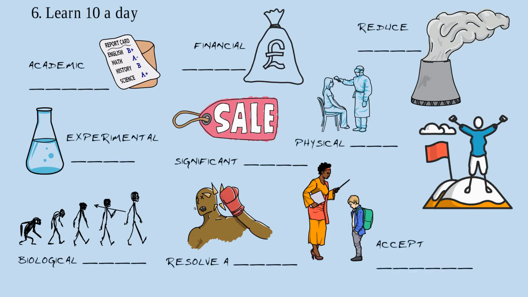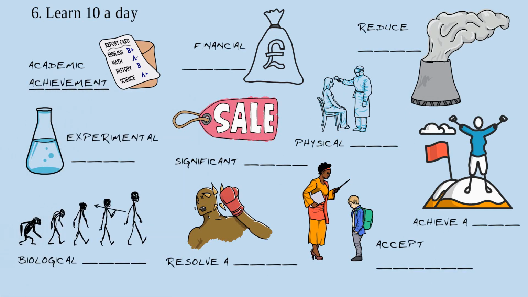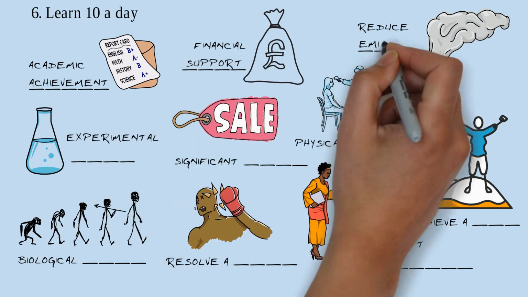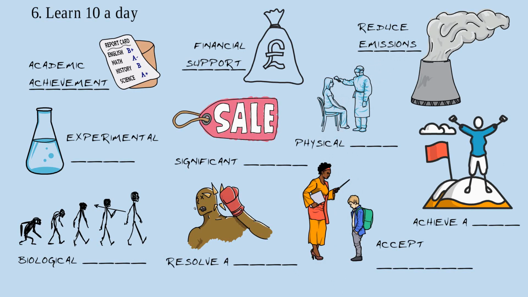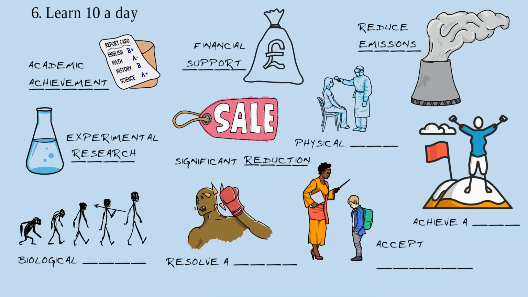So the first one is academic achievement, financial support, reduce emissions, experimental research, significant reduction, physical health, biological evolution, resolve a conflict, accept responsibility, and achieve a goal.